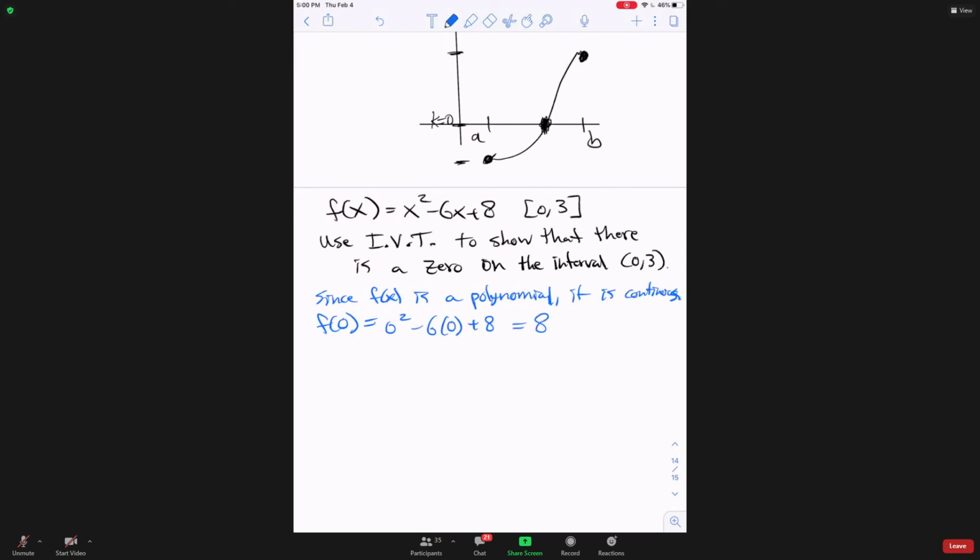So f of 0 equals 8. Now let's do f of 3. Which gets me 9 minus 18, which is negative 9, plus 8 is negative 1. All right.